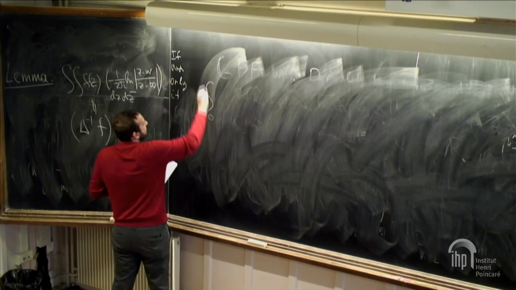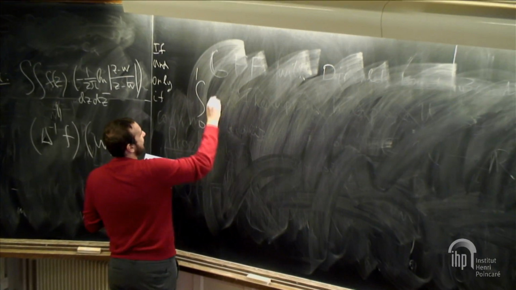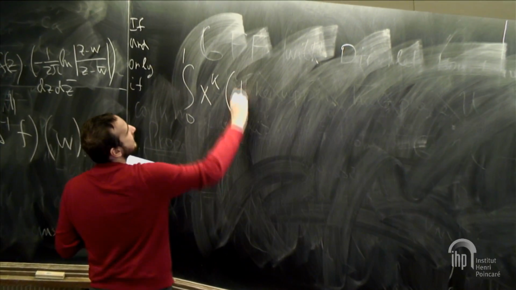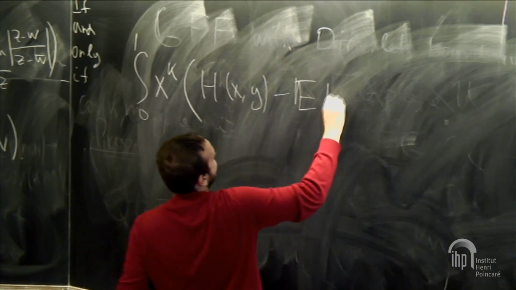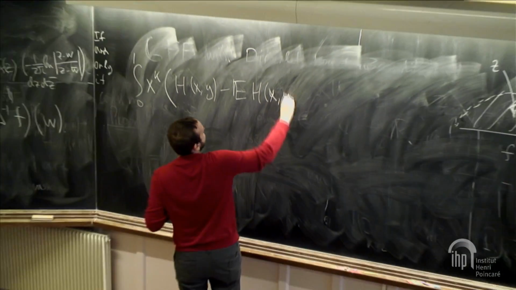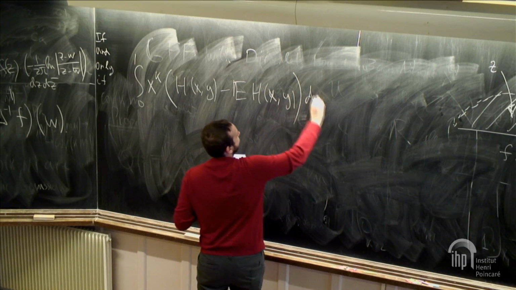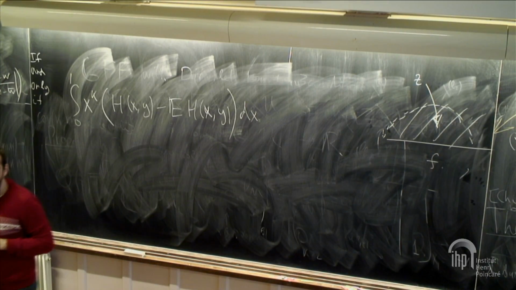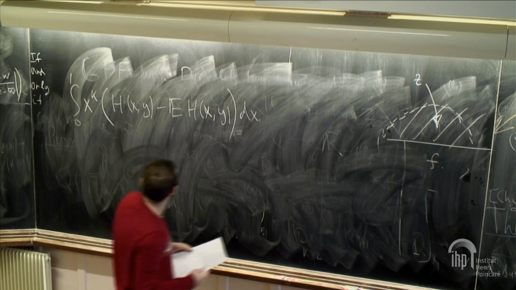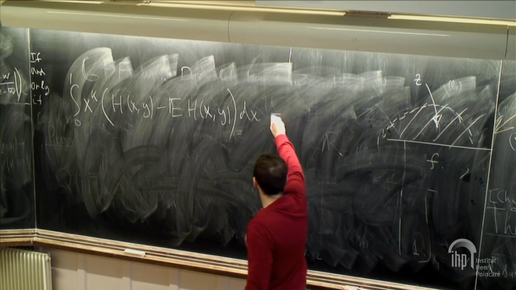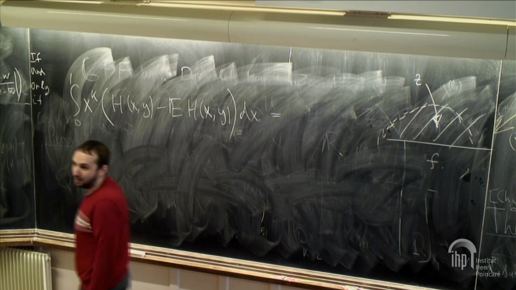Okay, so what do we need to do? We need to compute the integral from 0 to 1 of x to the k times h of xy minus its expectation, dx. And we want to show that this converges to the integral of the Gaussian free field, as we want. Okay, so the first thing that we do, we just start by integrating by parts.